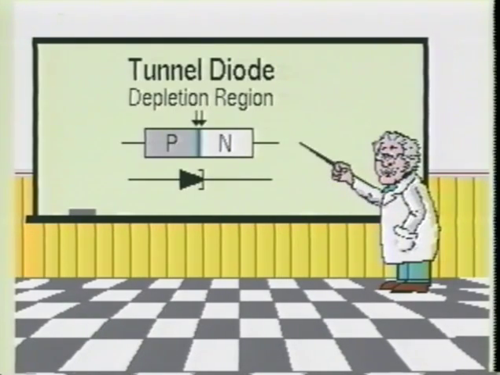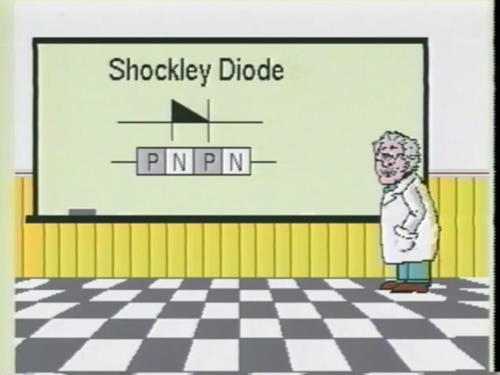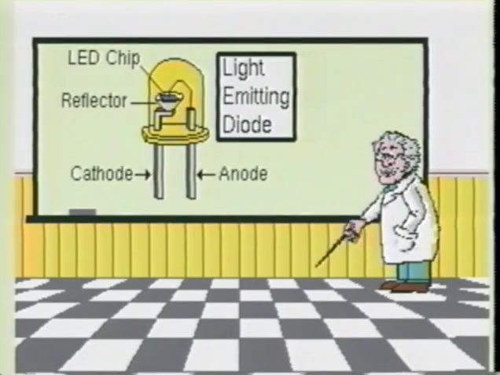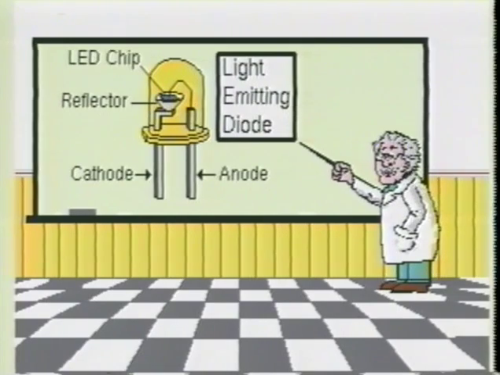Tunnel diodes have a very narrow depletion region. This causes the device to have a very fast response to input signals. Tunnel diodes may be operated in either their reverse or forward bias conditions. The Shockley diode is a four-layer device that is commonly used in oscillator and triggering circuits. Light-emitting diodes are made from gallium phosphide, gallium arsenide, or gallium arsenide phosphide. The recombination of the majority charge carriers causes the LED to give off energy in the form of light.